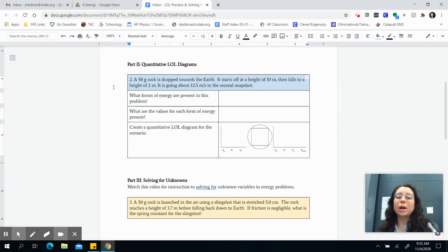It says a 50-gram rock, so we have a mass, is dropped towards the earth. It starts off at a height of 10 and then falls to a height of 2. It is going 12.5 meters per second in the second snapshot.